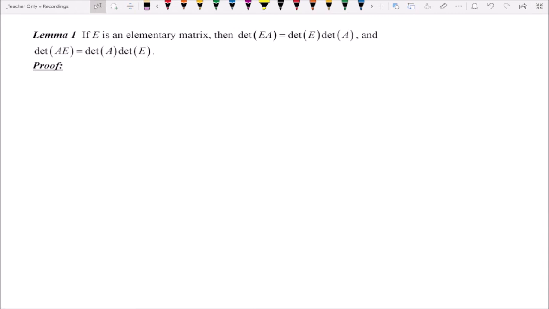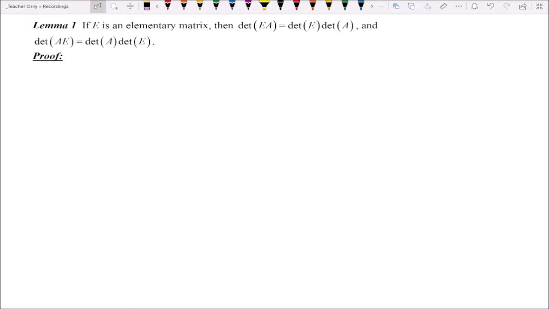We now move into the second section, which is, again, just looking at some more properties of determinants. So first we need a lemma. So a lemma is typically a property that is needed to prove another property. All right, so lemma 1, if E is an elementary matrix, then the determinant of E times A is equal to the determinant of E times the determinant of A, and the determinant of AE is equal to the determinant of A times the determinant of E.